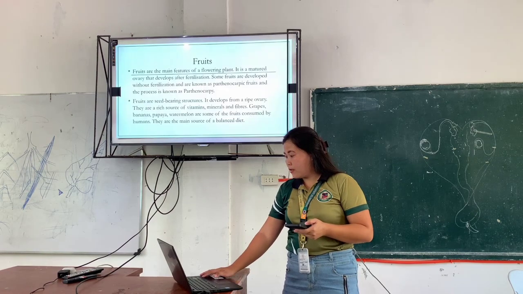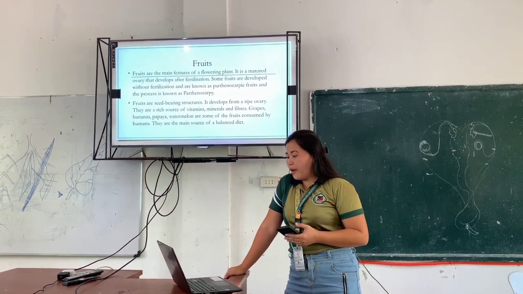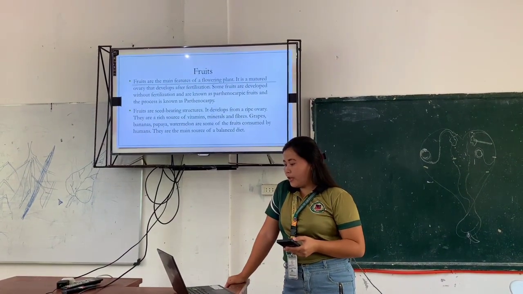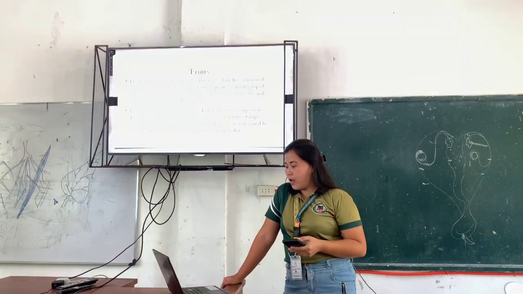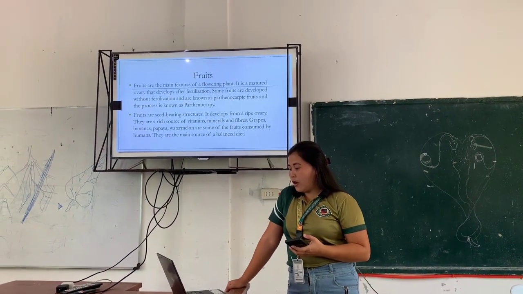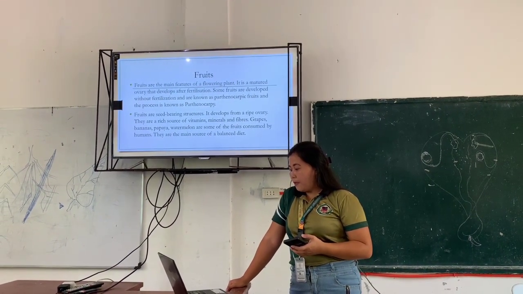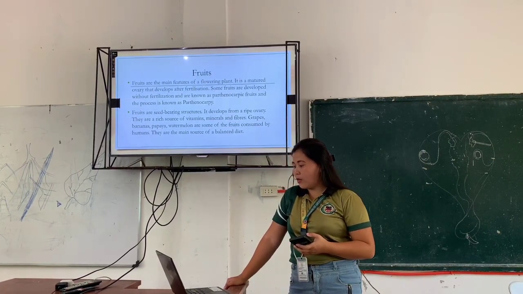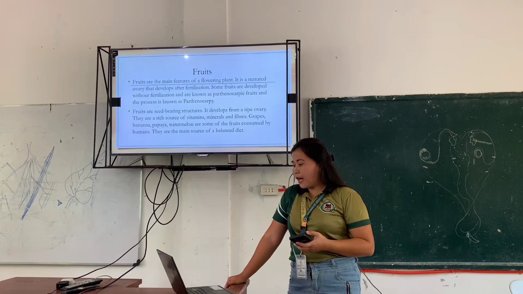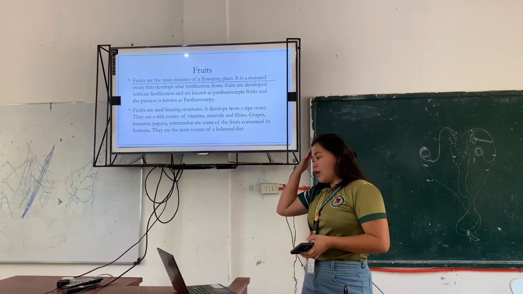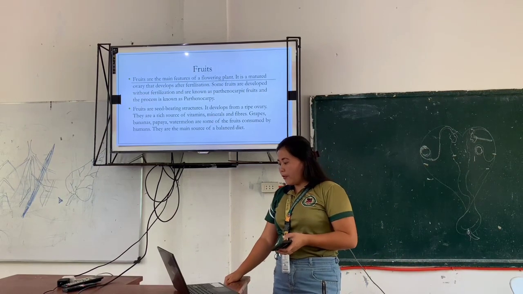So, next, fruits. Fruits are the main features of flowering plants. It's a matured ovary that develops after fertilization. Some fruits are developed without fertilization and are known as parthenocarpic fruits, and the process is known as parthenocarpy. Then, fruits are seed-bearing structures. It develops from a ripe ovary.